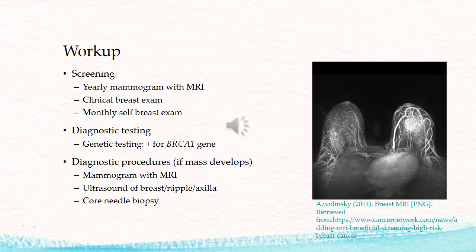Mrs. Blake's physical examination was unremarkable at this time, but given her history, screening includes a yearly mammogram with an MRI, a clinical breast exam whenever she is in the office, and monthly self-breast exams. She did decide to pursue genetic testing and she came back positive for the BRCA1 gene, which means that we need to have a much higher level of surveillance on her.